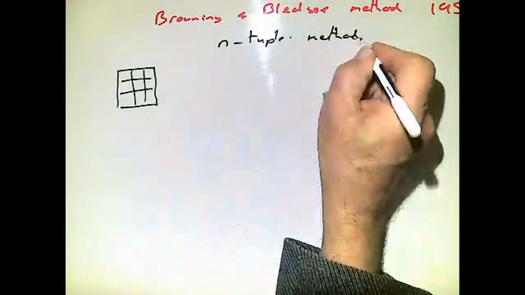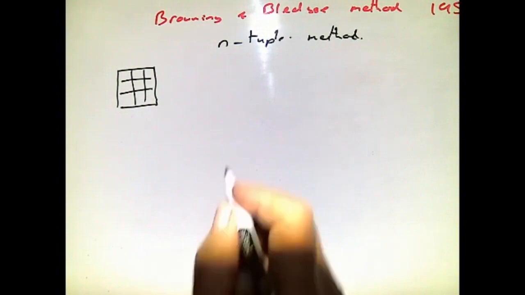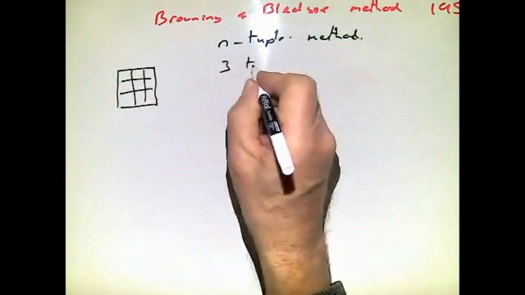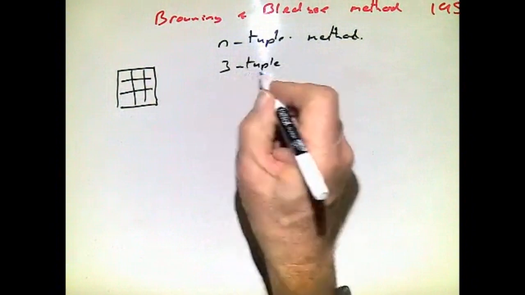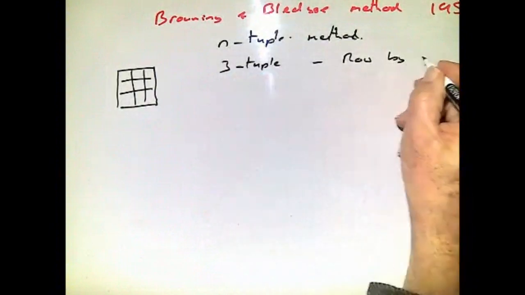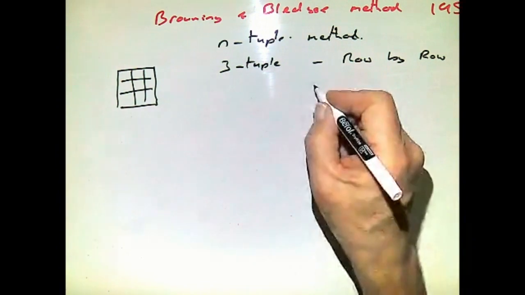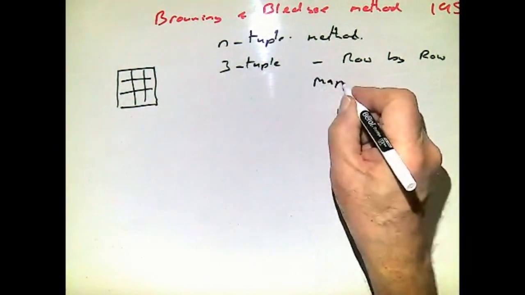Because they are taking n pixels. And if I were to take a 3-tuple, one way of sampling is row by row. That is easy to follow, so I will use that. But it could be column by column. It could be random 3 pixels from the image. So again, we've got ways of extracting the information, and this is referred to as the mapping.